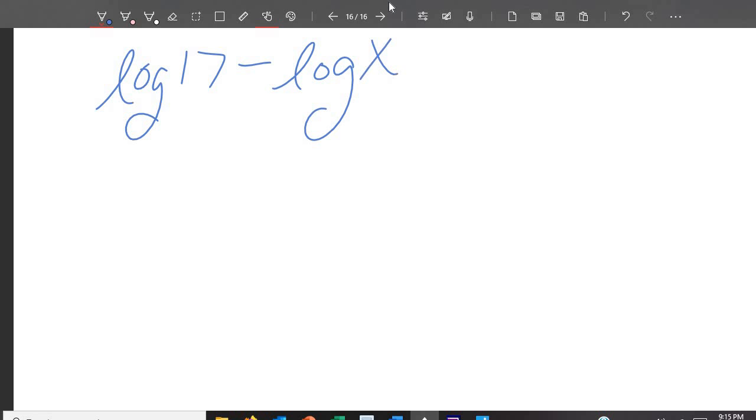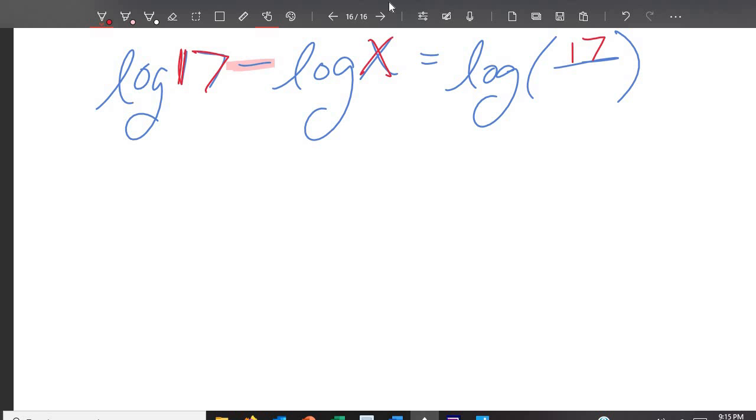Let's do a quotient rule. All right. So the subtraction means fraction. So we're going to have 1 log, parentheses, and a fraction. The 17 is first, so it goes in the numerator. The x is second, it goes in the denominator. That's my answer.